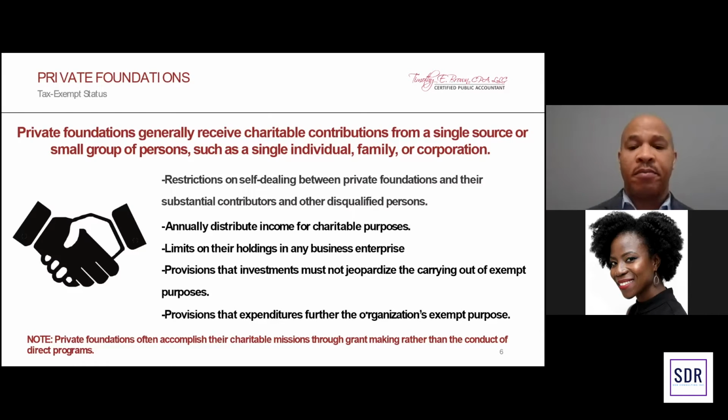Okay. And again, note at the end, the private foundations primarily do grant making more so than actually having programs. Now they can have programs, but they primarily do that through grant making, but they do have that option.